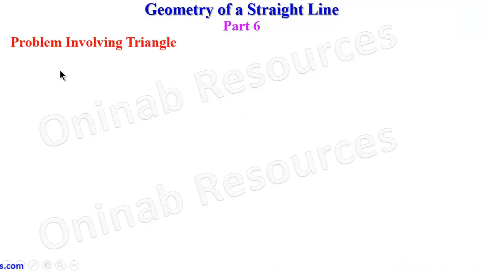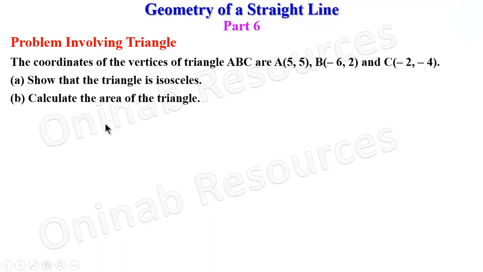In this video, we'll be looking at a problem involving a triangle. So we have our problem. The coordinates of the vertices of triangle ABC are A (5, 5), B (-6, 2), and C (-2, -4). A. Show that the triangle is isosceles. B. Calculate the area of the triangle.